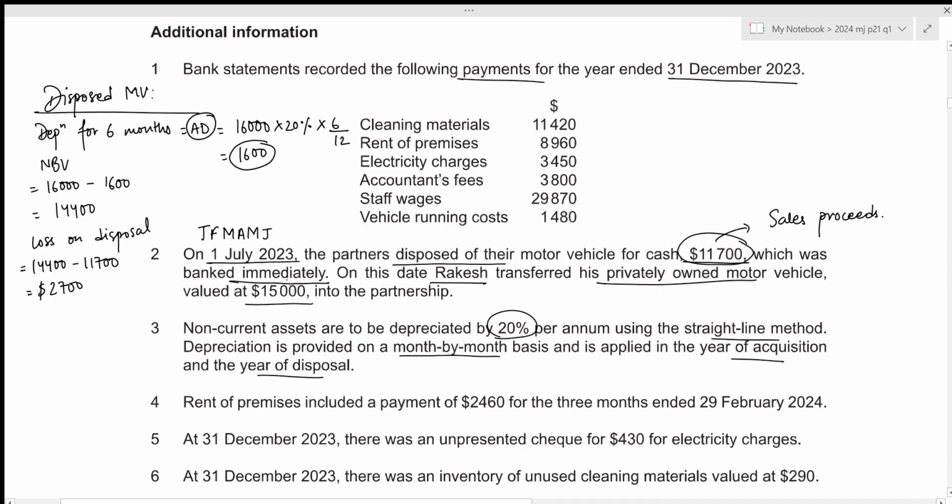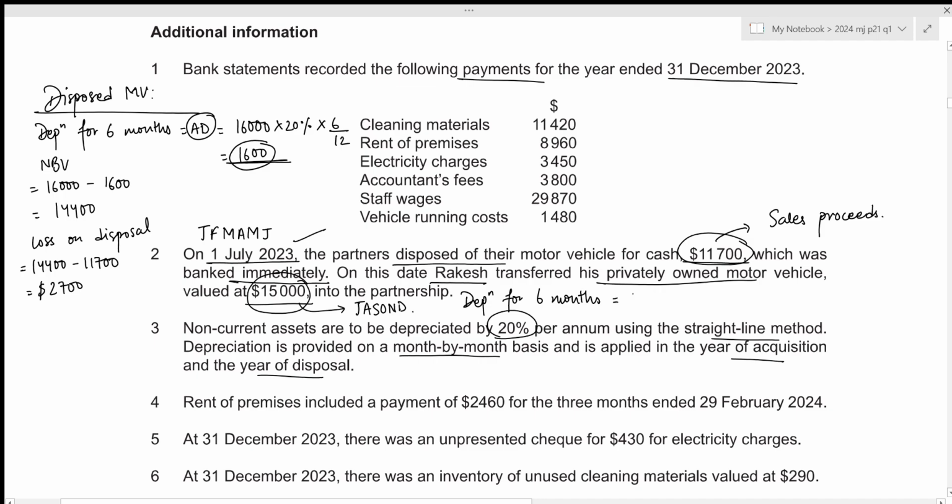Then the next thing we can do is calculate the depreciation charge for the year. In this case, we need to include the depreciation of the disposed motor vehicle for the 6 months, and then we need to include the depreciation on this motor vehicle which was introduced on 1st July 2023. So this particular motor vehicle was used for the months of July, August, September, October, November and December, which is again 6 months.